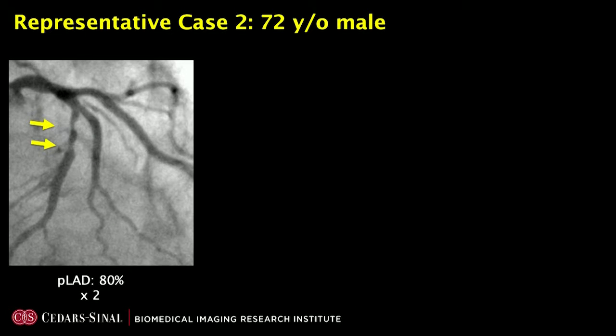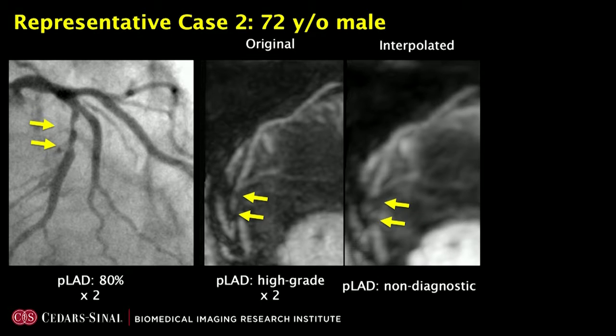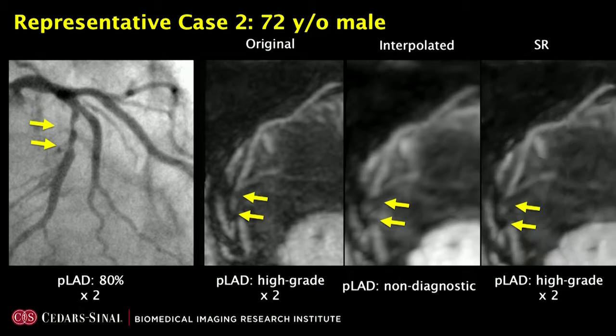Another case, in this X-ray angiography, we've seen two high-grade stenoses in the proximal LAD section, which is also pinpointed on the original coronary MRA. However, on the interpolated, low-resolution input MRA, it's very blurred to actually call these lesions. But the super-resolution results actually show similar results to the original one.